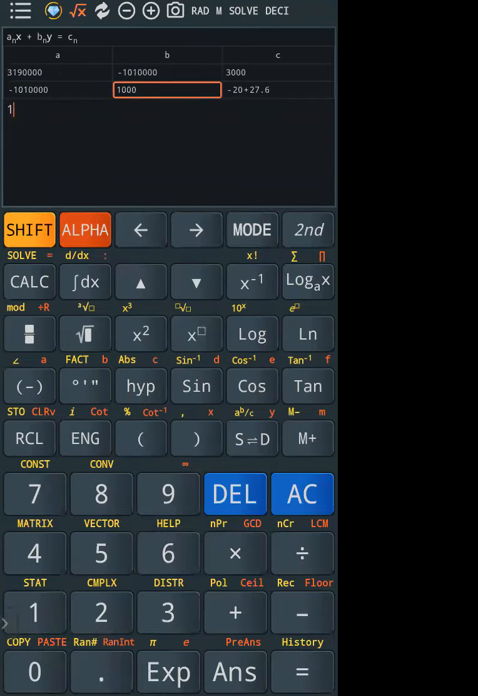Next, 1.13 into 10 raised to power 6, right? And here you have minus 2000, right? So tell me what answer you are getting.